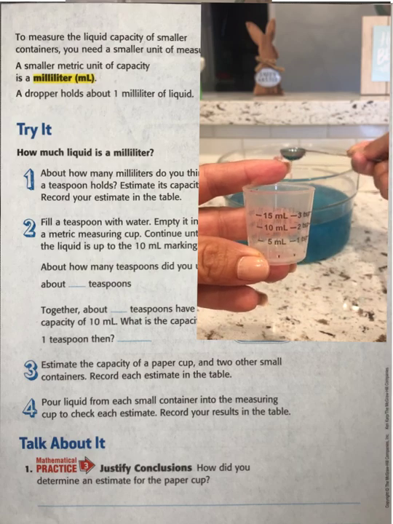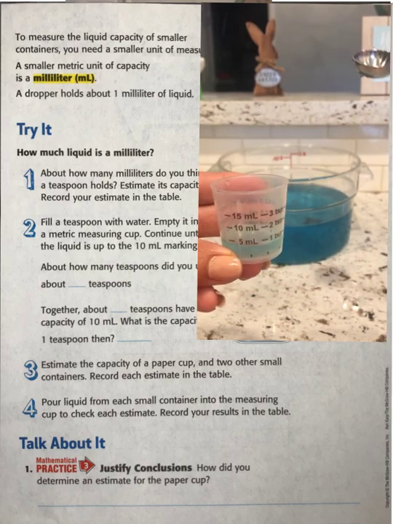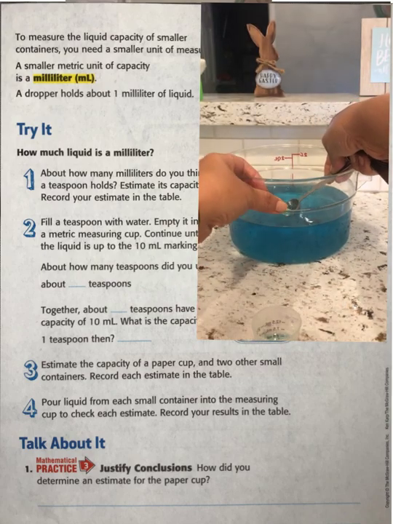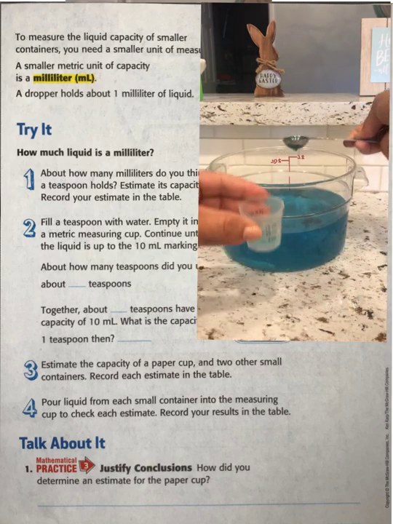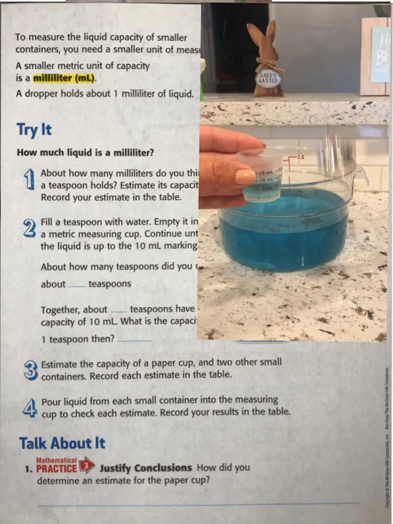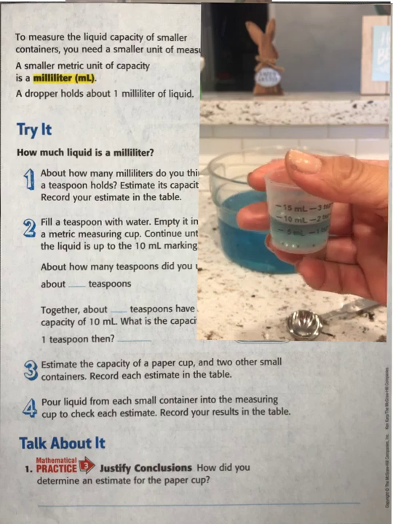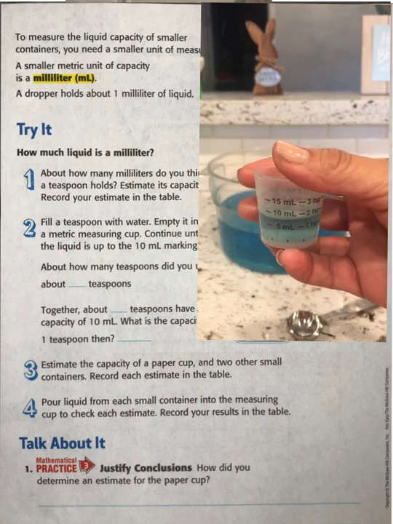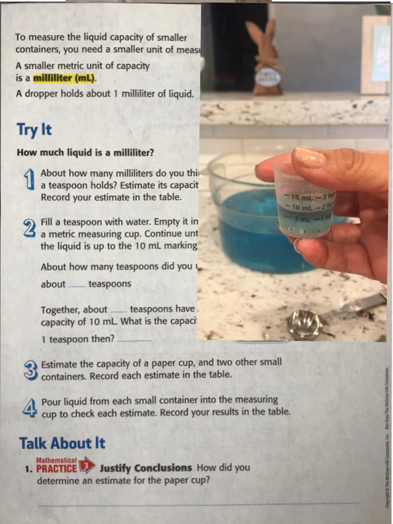Okay, so there's 1. See if I can do this with one hand. Hold on. Here we go. And 2. Can you see it? Just about there. I'm holding it kind of sideways so it's not reaching the line. But if I were to put it flat on the counter, I would be at 10 milliliters.